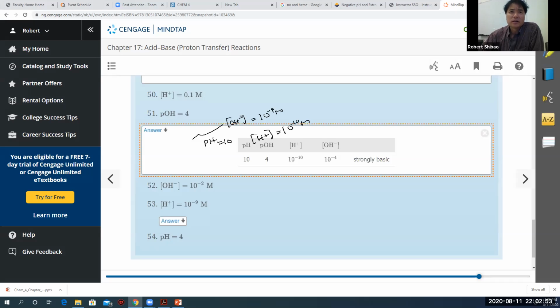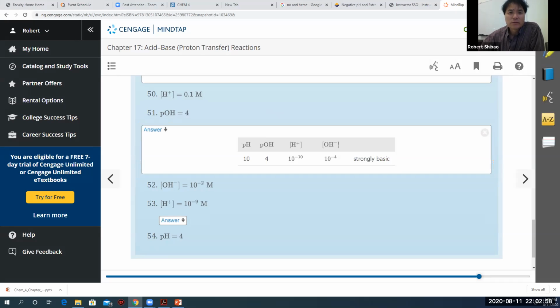Okay, let's do the next one here. H plus is 10 to the minus 9 molar, and therefore the pH is equal to 9. That means the pOH is equal to 5. 9 plus 5 gives us 14. And then the hydroxide ion concentration is equal to 10 to the minus 5 molar. A pH of 9 we'll call moderately basic or weakly basic. They're probably going to call it weakly basic.